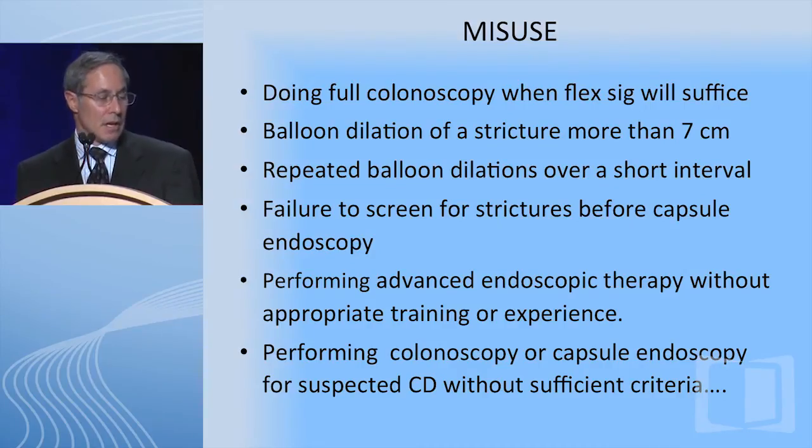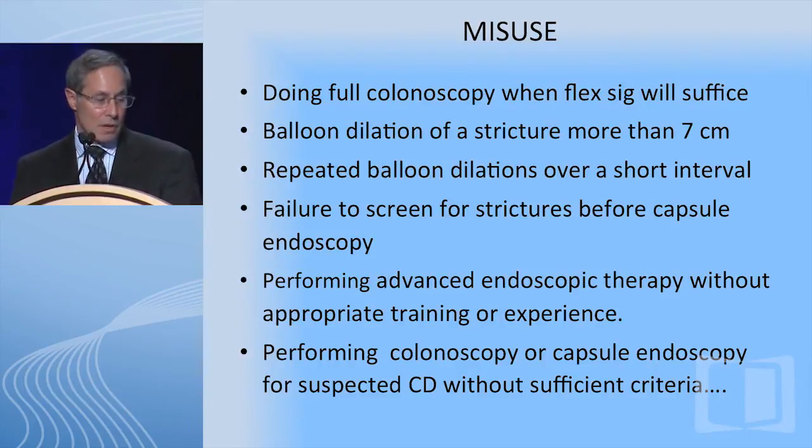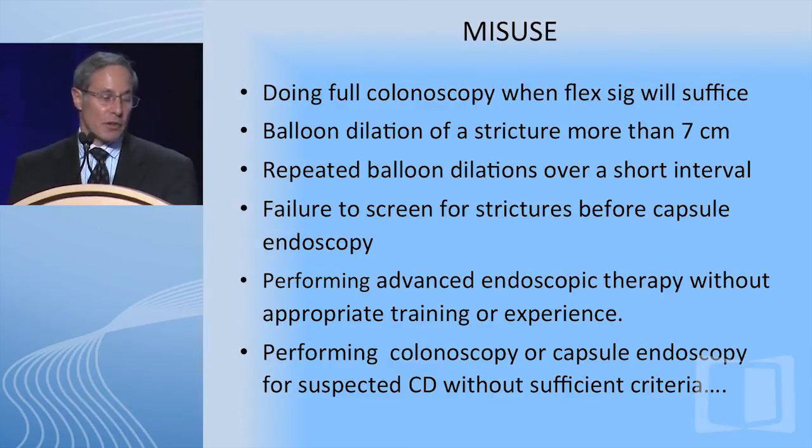Not taking a sufficient number of biopsies when performing surveillance, not putting biopsies of suspected dysplastic lesion and surrounding normal mucosa in separate containers, doing full colonoscopy when FlexSig or a limited colon exam is sufficient for the clinical situation, balloon dilation of a stricture more than 7 centimeters, which is typically not successful. Repeated balloon dilations over a short interval.